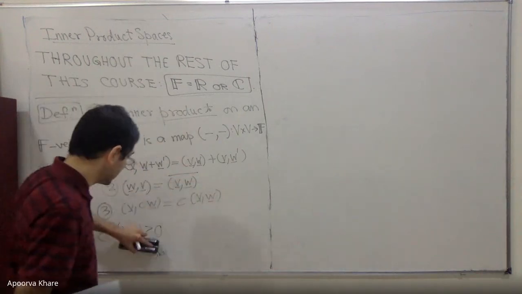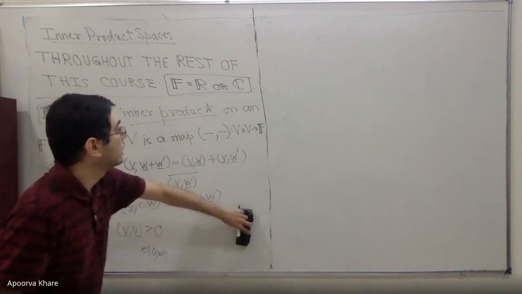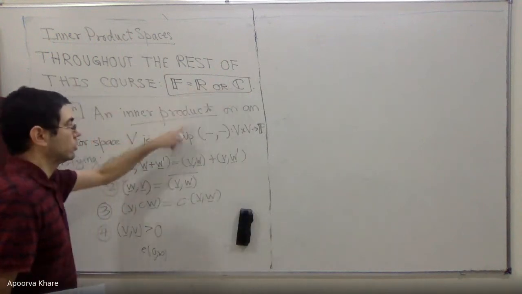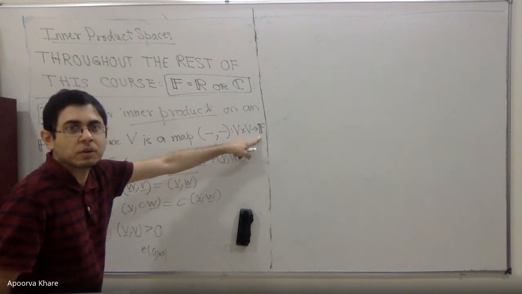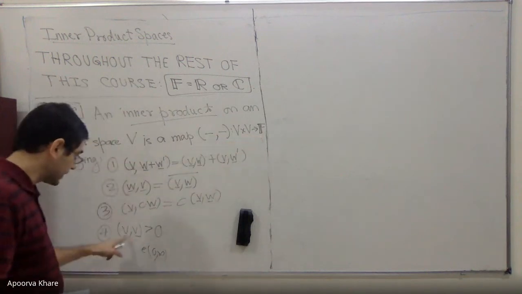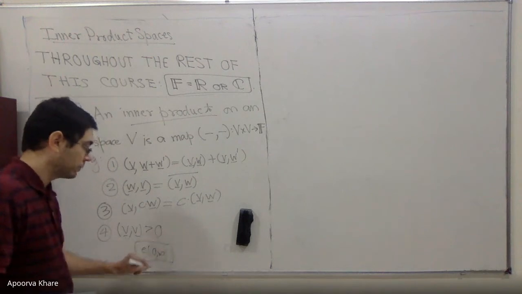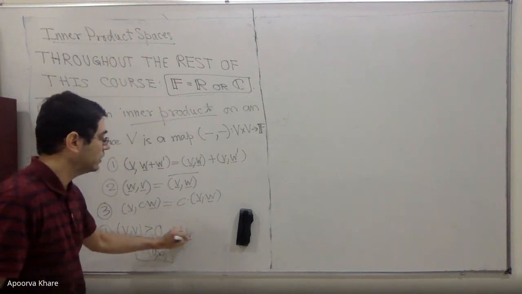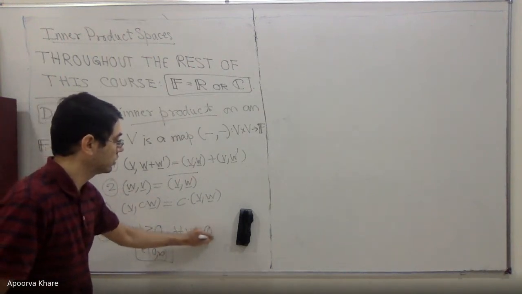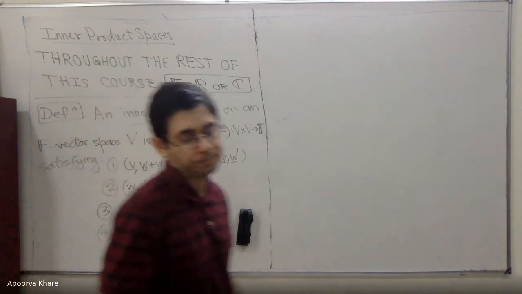Okay, that means it's a real number. It's not just a complex number. Remember, F is either R or C. So whatever this is, it's a real or complex number. But what we are saying is, if you take V comma V, then it is in fact a positive real number for all V not equal to zero, the origin.